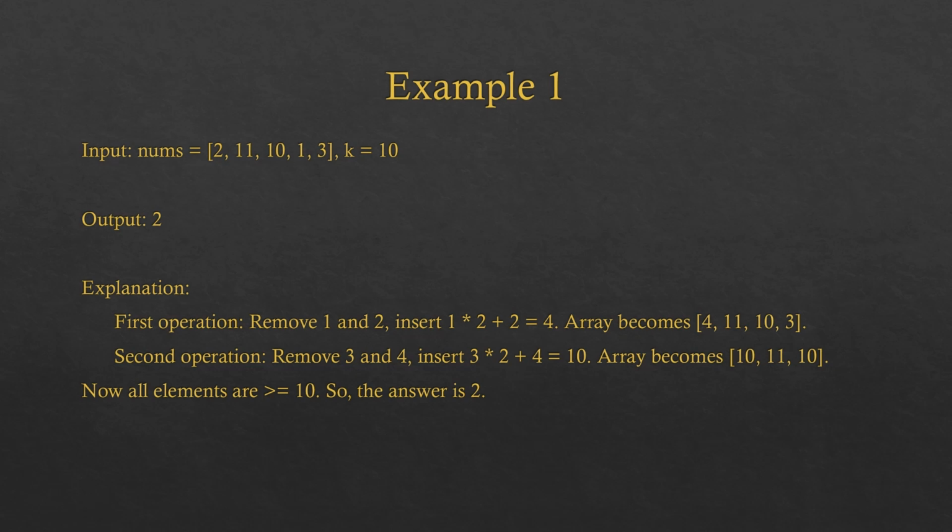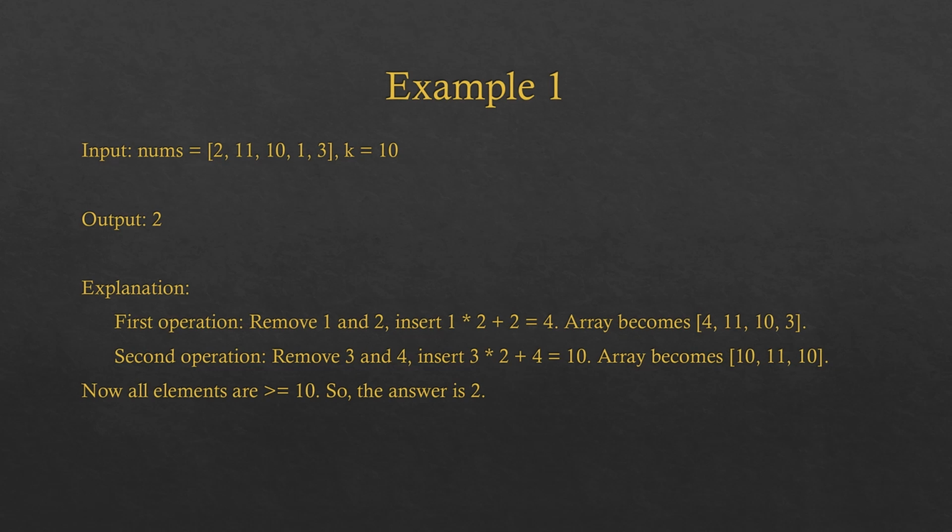In the first operation, we remove the two smallest numbers, 1 and 2. The new number we insert is 1 times 2 plus 2, which equals 4. The array now becomes 4, 11, 10, 3.